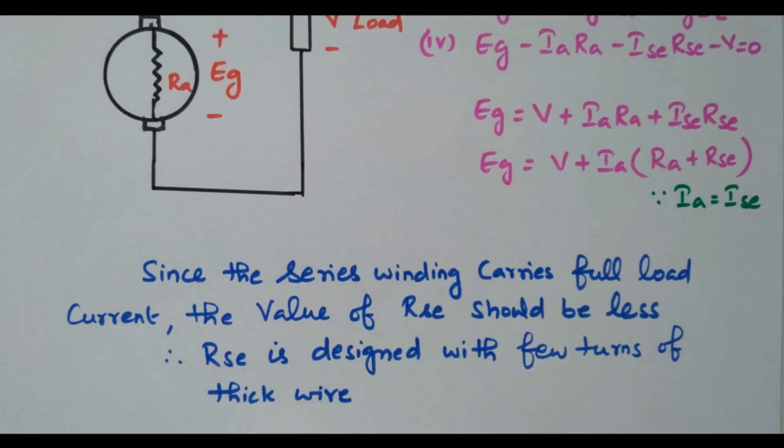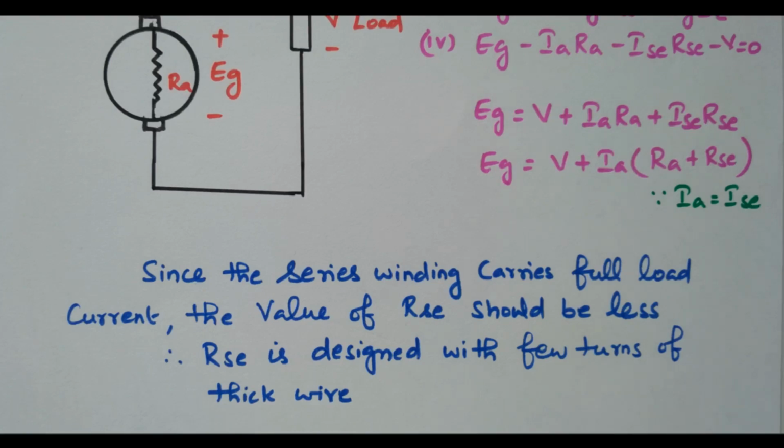In the previous case it is opposite. So many turns are available with a thick wire. RSE is more, right? Because it is diverted, it is connected in parallel. Now it is connected in series. We need to increase the current so that RSE is kept to a very minimum value, so that very few turns with thick wire are available.